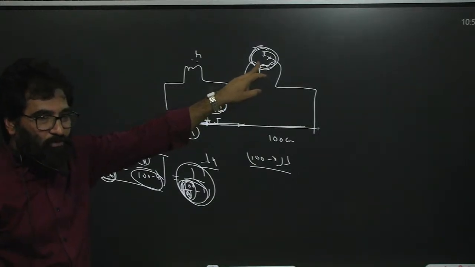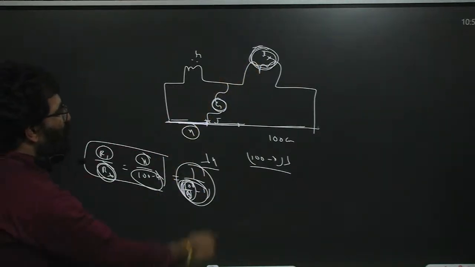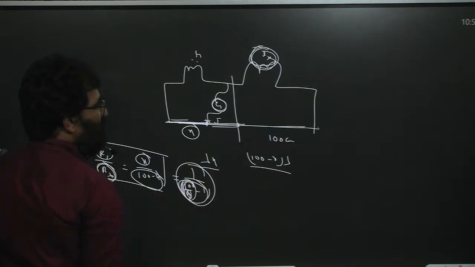Unknown resistance is more. Suppose you are getting balancing point less than 50.